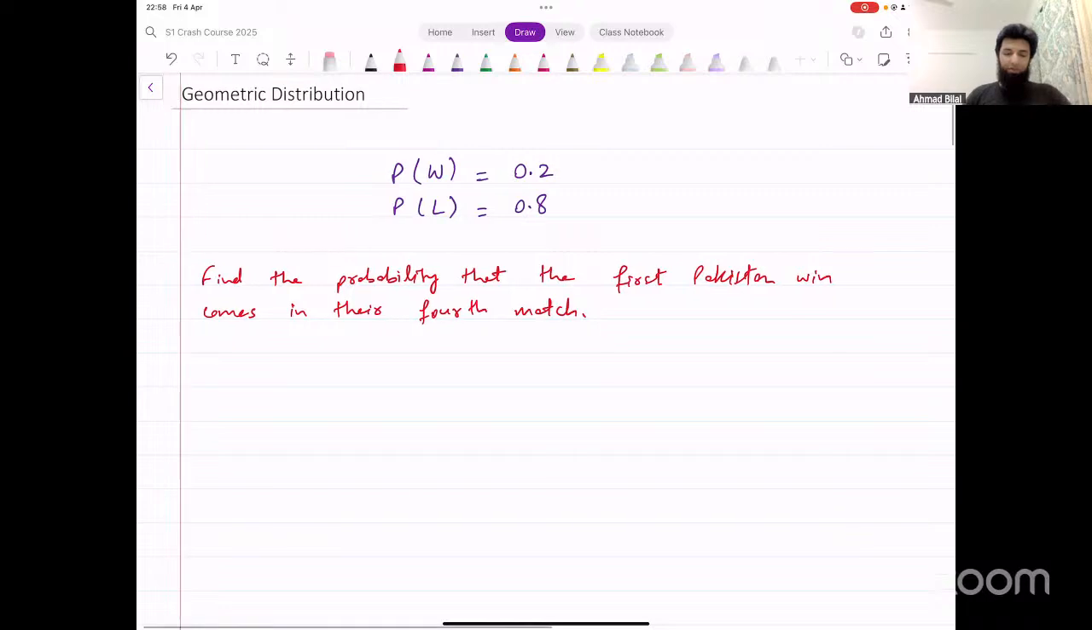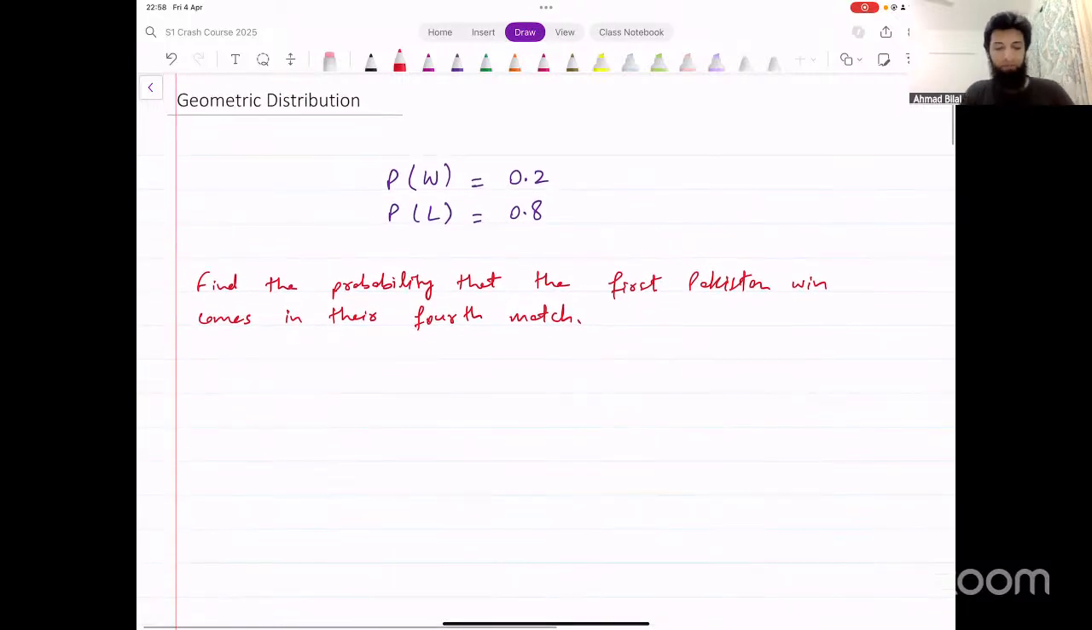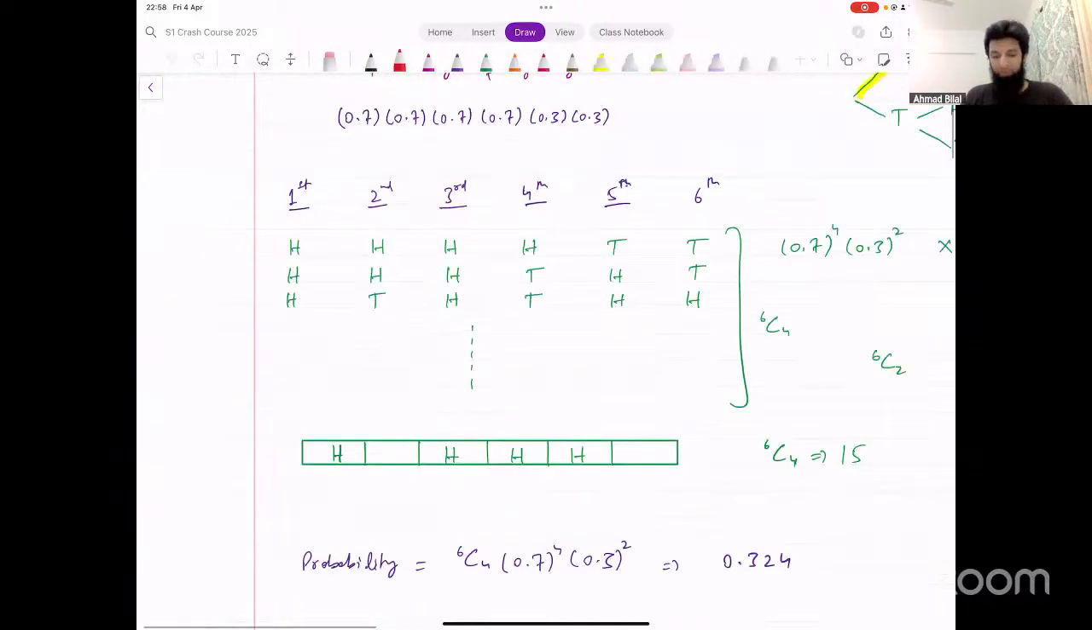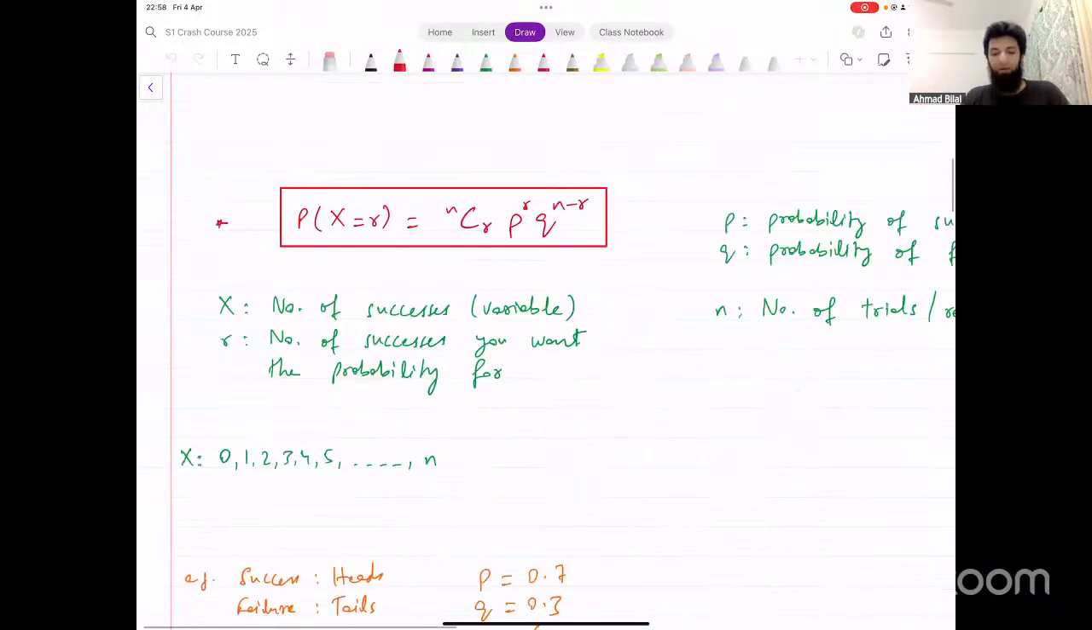Okay, good. So this is the next concept that we have in this topic, geometric distribution. We will be covering the concepts of this today and also do some past paper questions to understand how this is going to work. We've talked about binomial distribution before. Now, let me give you a quick reminder about that.